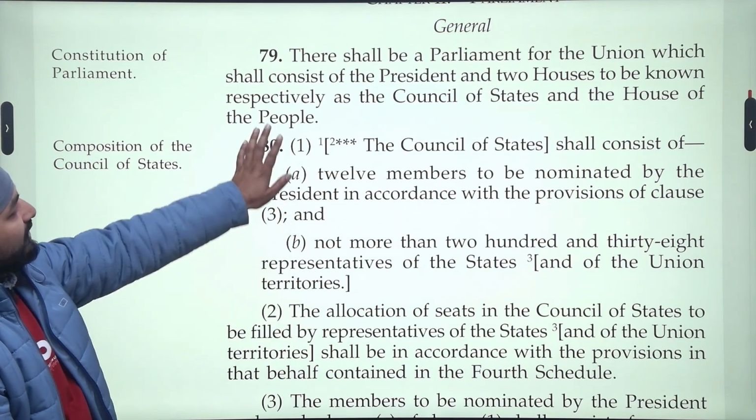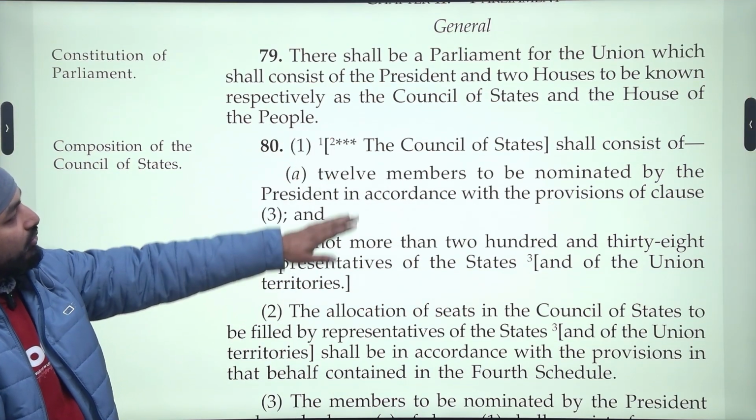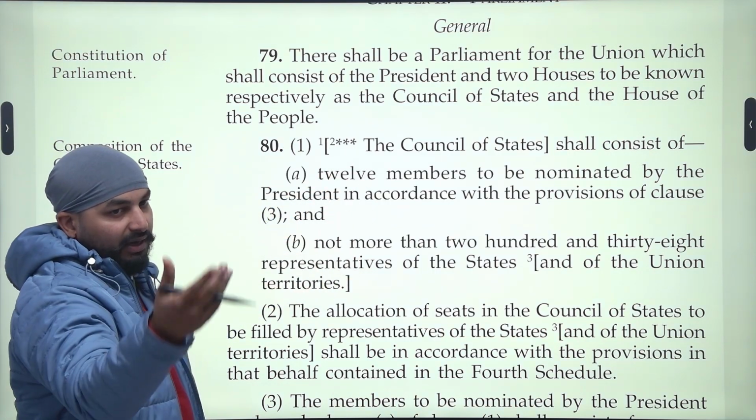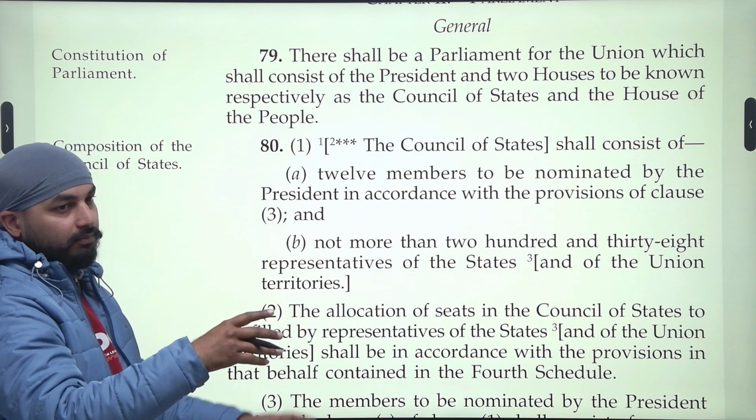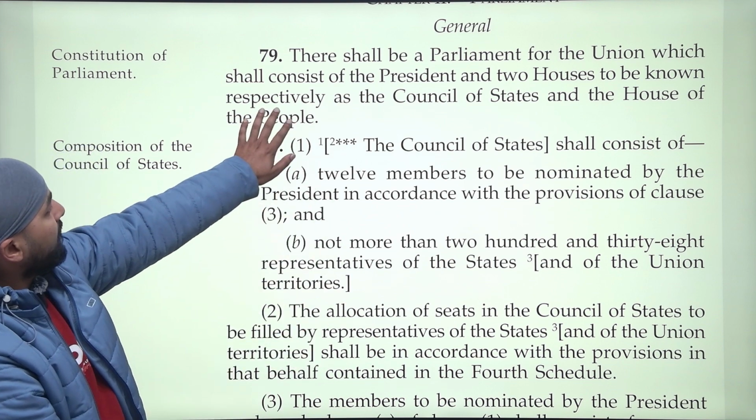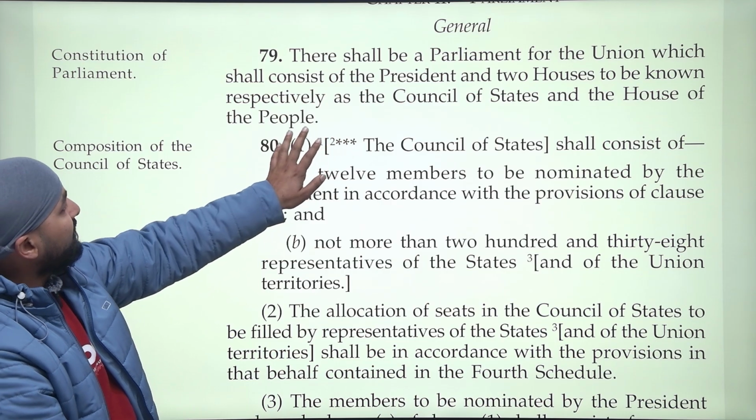For the union, which shall consist of president and two houses. I told you, president in parliament. He is not a member, but he is an integral part of the parliament. I explained to you also in terms of king in parliament, president in parliament in our case. Okay, respectively as the Council of States and the House of the People.